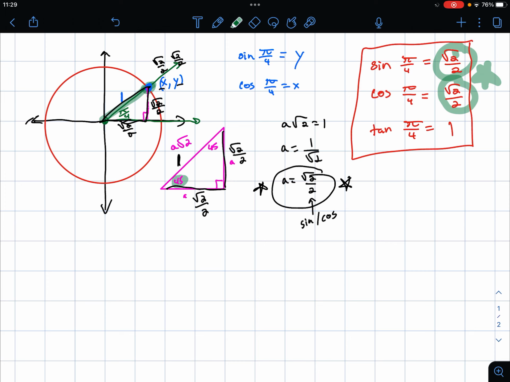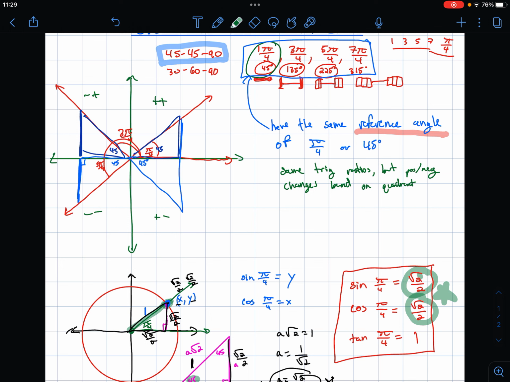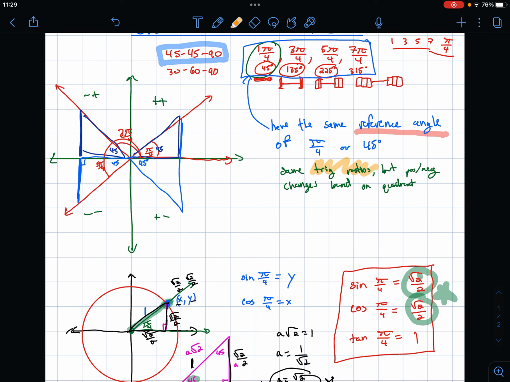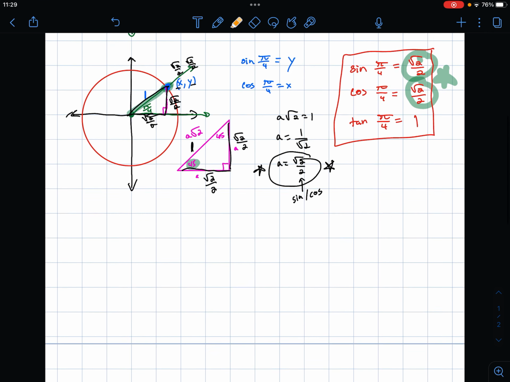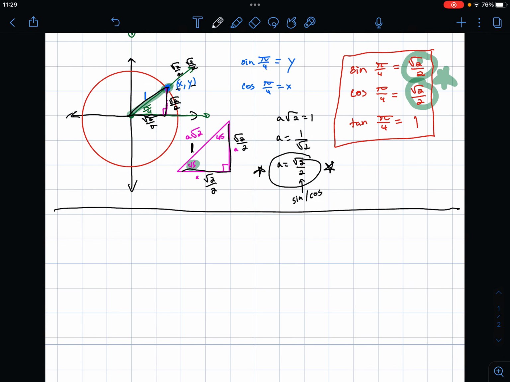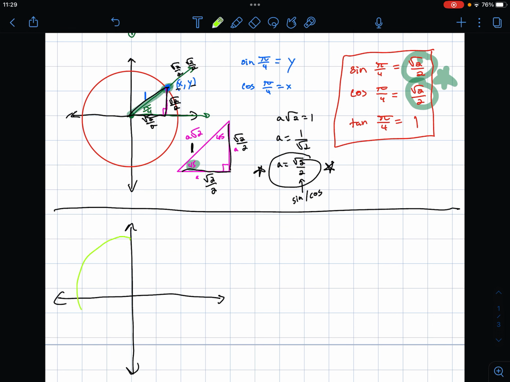Okay, and that's really the most important piece, because when we talk about this term of reference angle, for all 4 of these they'll have the same trig ratios, but the positive and negative changes based on the quadrant. And so let's go ahead and take a look and see how that works. So let's block this off. I'm going to draw another unit circle, and let's do a green.